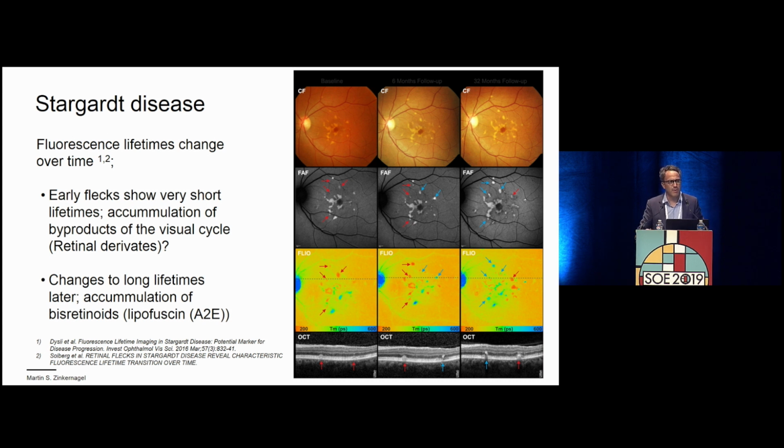So you can really differentiate these flecks, and this would also be important, especially if you look at gene therapy or other therapeutic approaches to differentiate these flecks, because then you could really target early flecks and see whether you could bring them back to normal lifetimes, or whether you could prevent these short-lived flecks from turning into longer lifetime flecks, which would represent accumulation of lipofuscin.